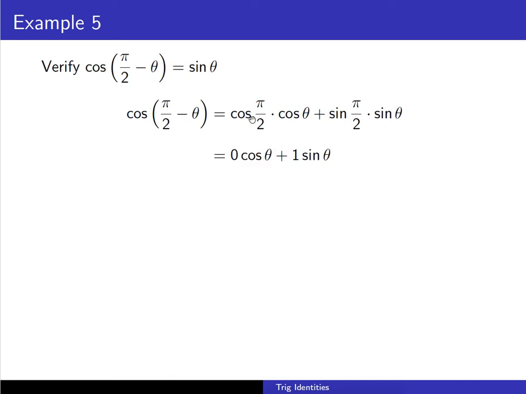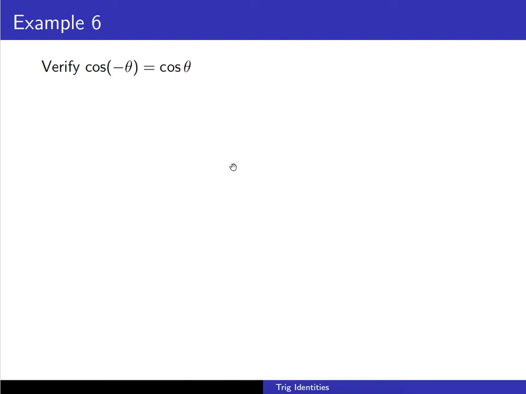Now cosine of pi over 2 is 0, and sine of pi over 2 is 1. So what the right side simplifies to is 0 times cosine of theta plus 1 times the sine of theta, which just gives us sine of theta. So when we, again, verify anything in math, we're showing that the left and right sides are actually equal.